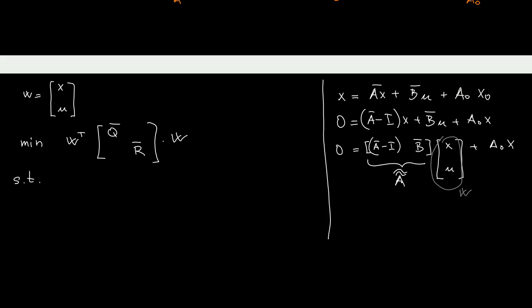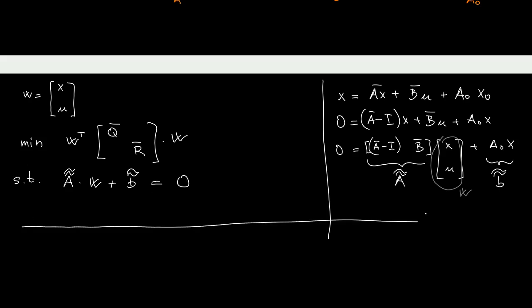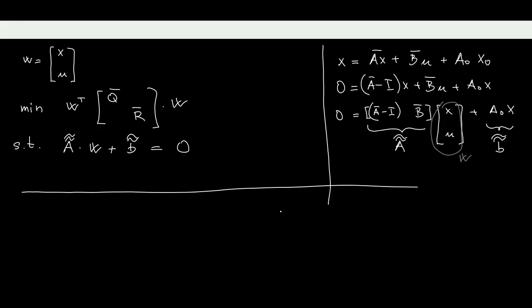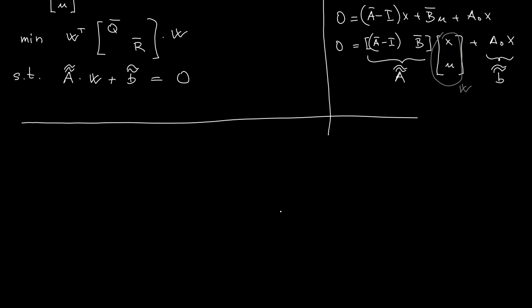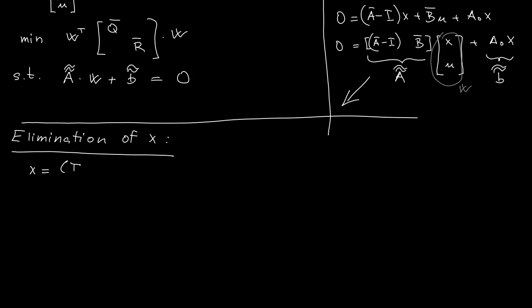Perhaps we can label this as a double tilde times w is equal to plus b tilde is equal to 0. So clearly linear constraints, and this renders our problem perfectly suitable for solving by the quadprog function. Now I've mentioned up there that we can also eliminate the state variables altogether, so let's do it now.